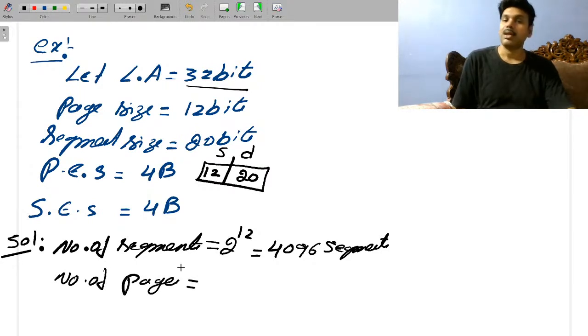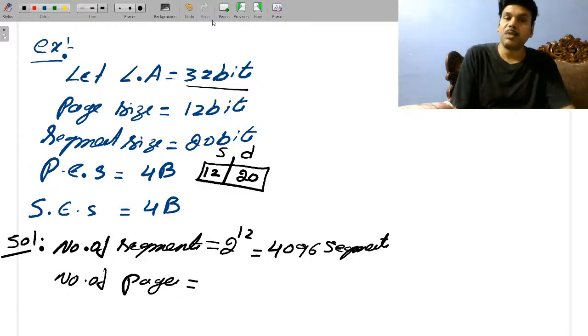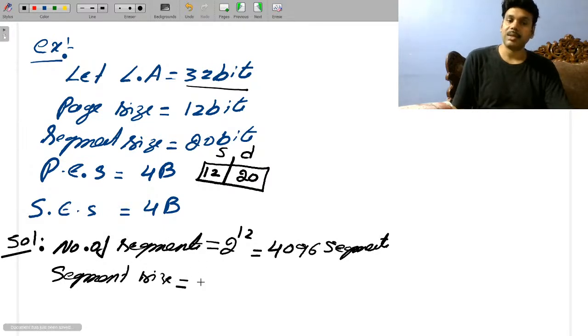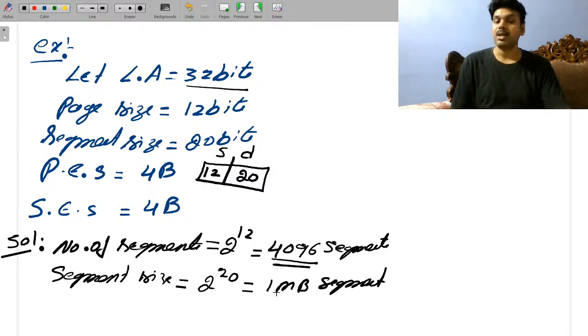And he is asking for the number of pages. Now the segments must be split into pages. Before that, let us see what your segment size is. Let me write. Your segment size is a dedicated 20 bits there. Therefore, 2 power 20, which is nothing but a 1 megabyte segment. Each segment is of this size, and you have 4096 such segments.